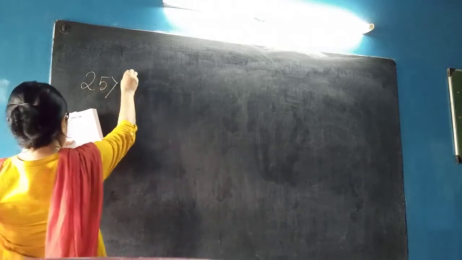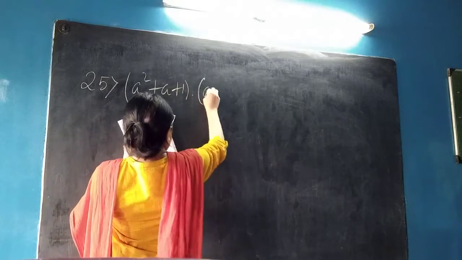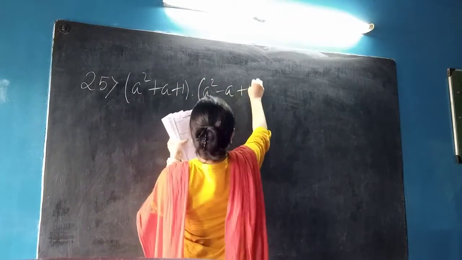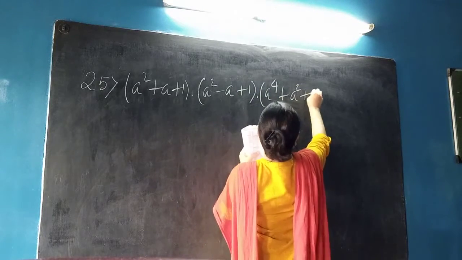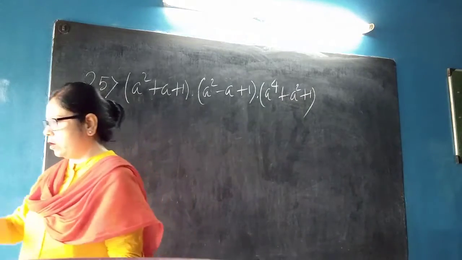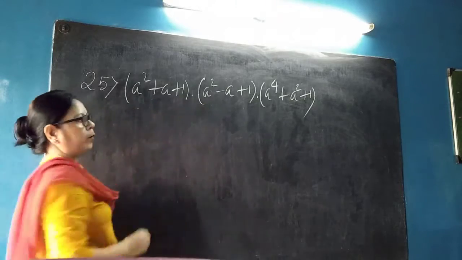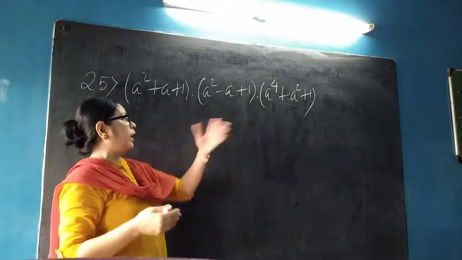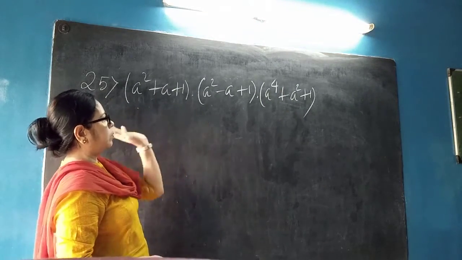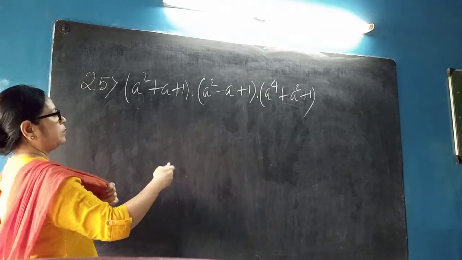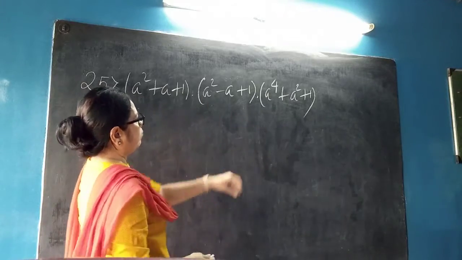Sum number 25: (a square plus a plus 1)(a square minus a plus 1)(a to the power 4 plus a square plus 1). Continued product means first these two expressions will be multiplied. That product will come, and with that we will multiply this term. Then the result will come, that will be the final result. So continued means first you multiply these two, then multiplication is left again, you are continuing.